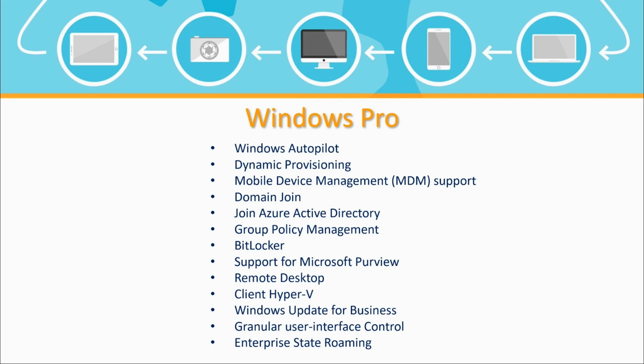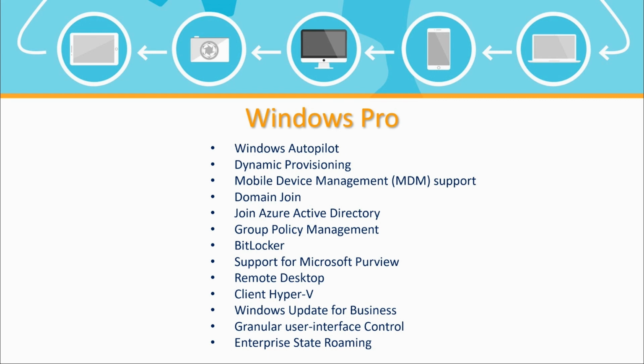You have Remote Desktop that lets you remote in and pull up a machine remotely as though you were physically sitting there. You have Client Hyper-V, that's hypervisor. That means you can have virtual machines. You have Windows Update for Business, which gives you a little bit more control over how frequently your devices are getting updated. You have granular control for user interface or UI. That means you can control the start interface and start settings, the start menu, task menu, and all that Windows has.